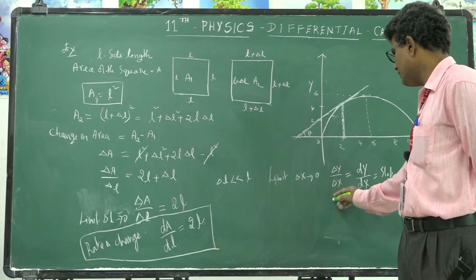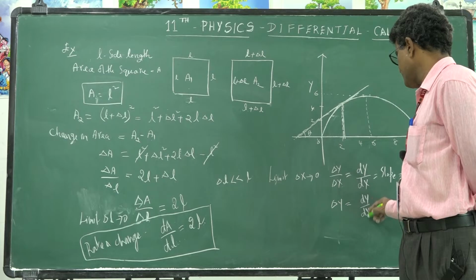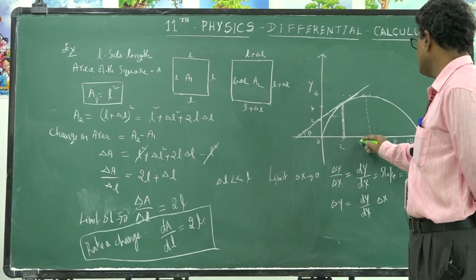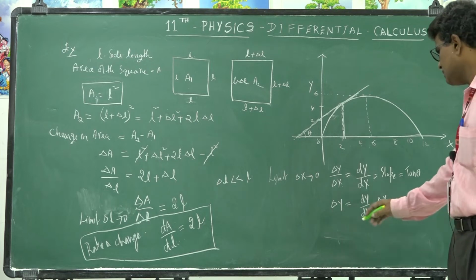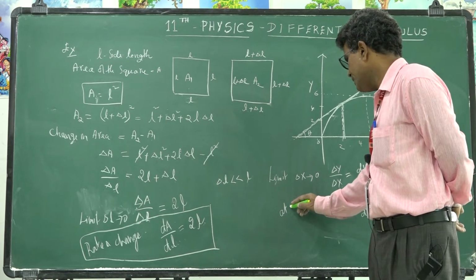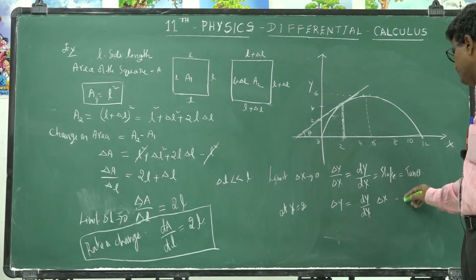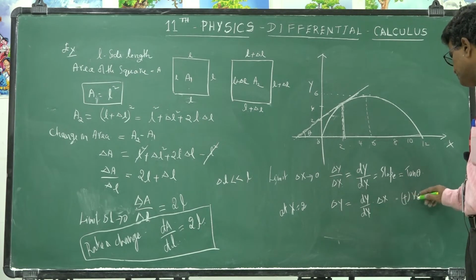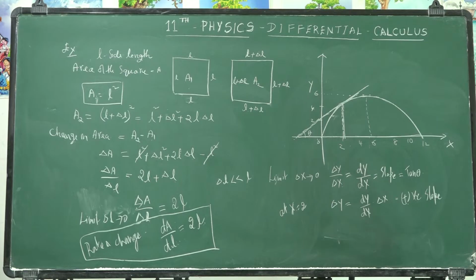So this delta y we can write as dy by dx times delta x. That means there is a small increment in the value of x, and then y also increases. That means at x equal to 2 we have a positive slope. Positive slope means that as x increases, y also increases.